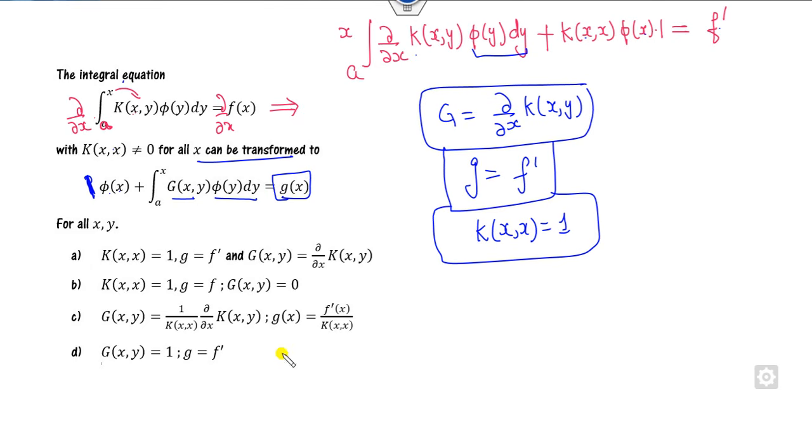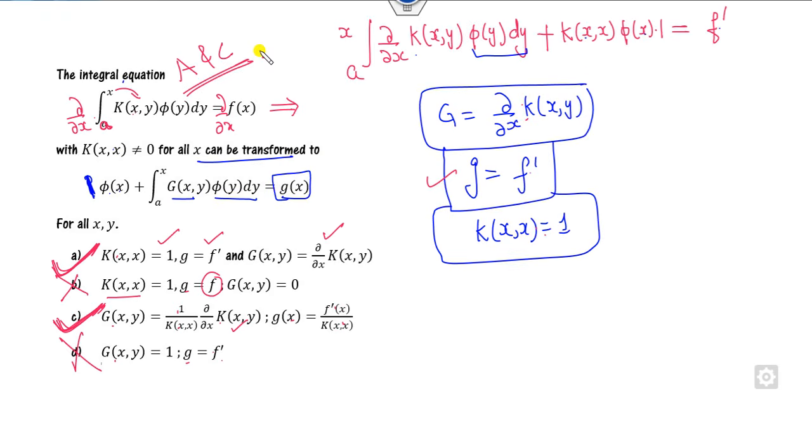That's all. Now you can see g is equal to f dash, satisfied. G is 1, but this is not true. K of x comma x is 1, that's satisfied. G is equal to f, that is not satisfied. G of x comma x is 1 over k of x comma x, which is 1 over 1. Partial derivative, that's satisfied. G is f dash over 1, that's also satisfied. K of x comma x is 1, that's satisfied. F is satisfied, this is also satisfied. So the right answers are A and C.